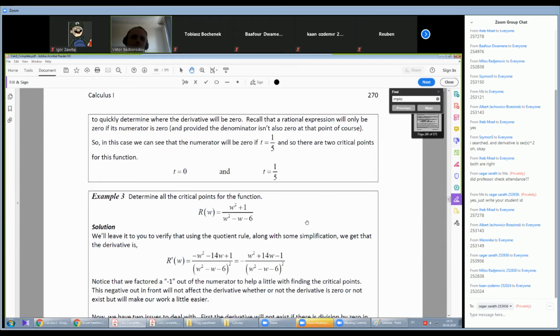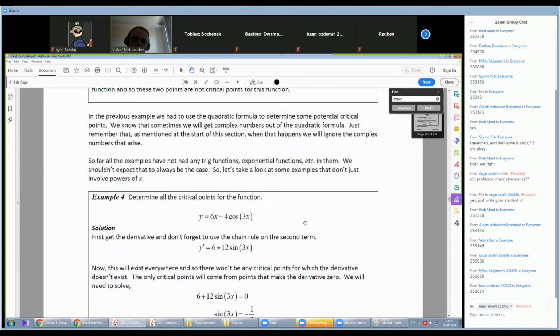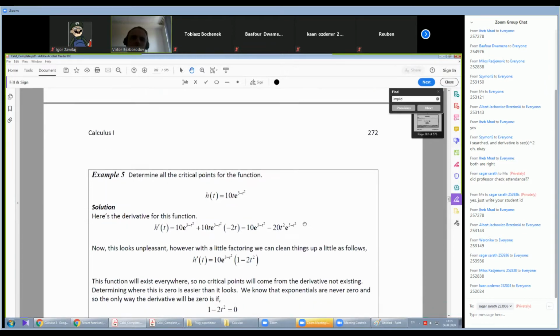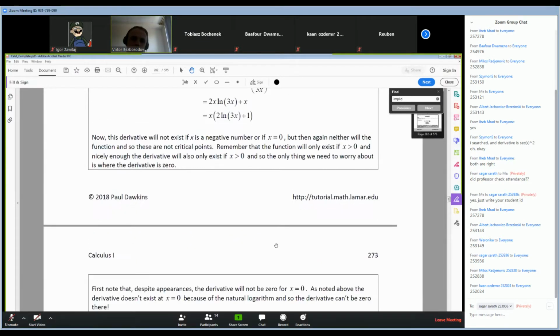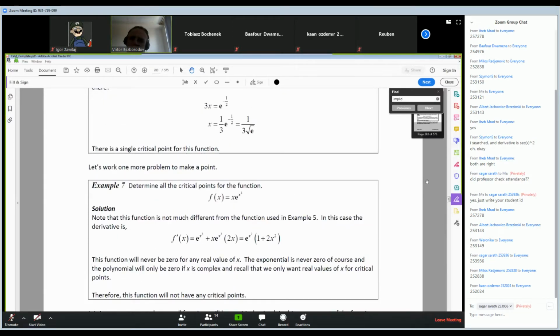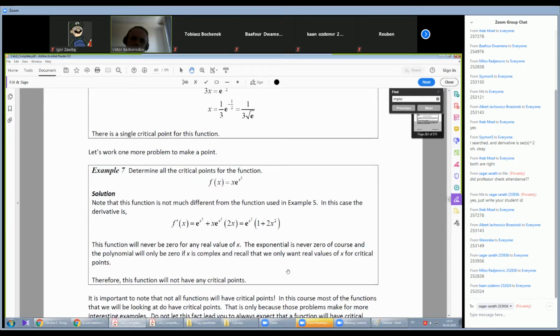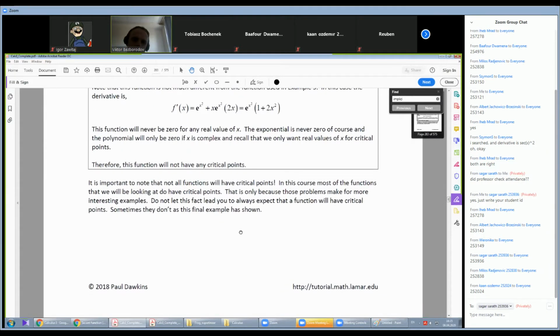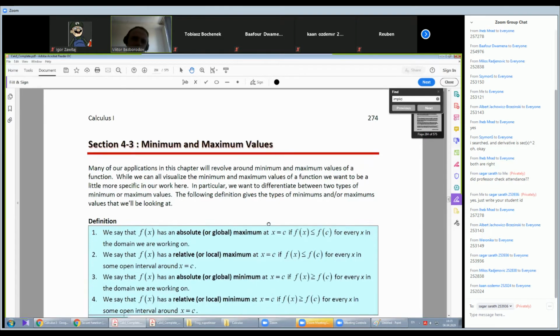Now, what do the critical points tell you? The critical points tell you that there may be an extremum, either a maximum or a minimum, at this point. Yeah, so there are many examples. Of course, I invite you to look at them after the classes.